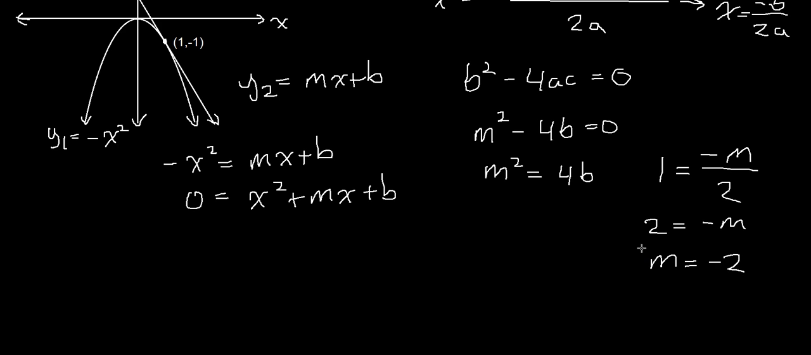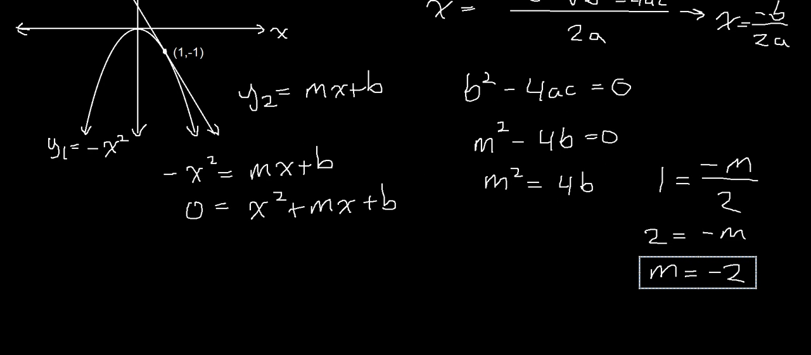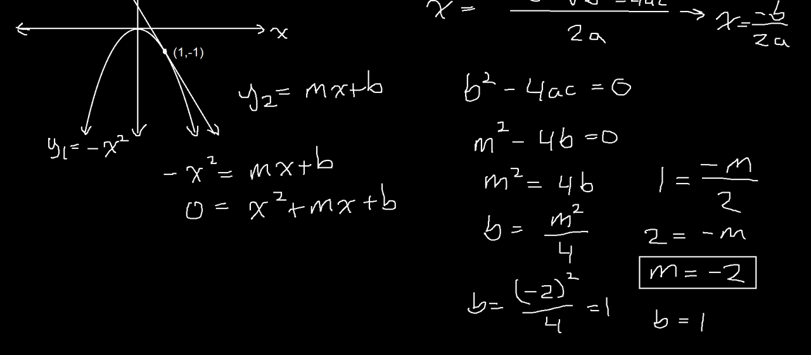And yeah, that's your first solution. You found m, so you know that this function is y2 equals negative 2x plus b. To find out what b is, we can go back to this equation right here and just plug this in. So we rearrange this: b equals m squared over 4. m is just negative 2, so negative 2 squared over 4, which is just 4 over 4. So b equals 1. Let's write that. b equals 1.